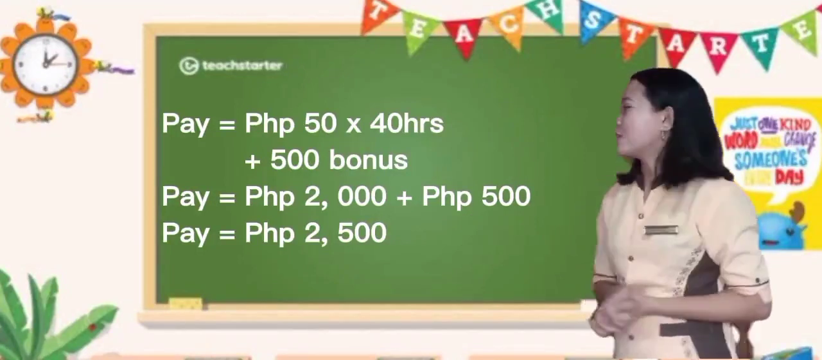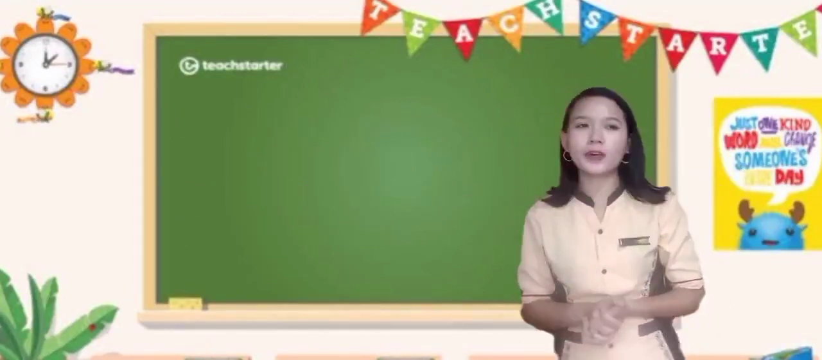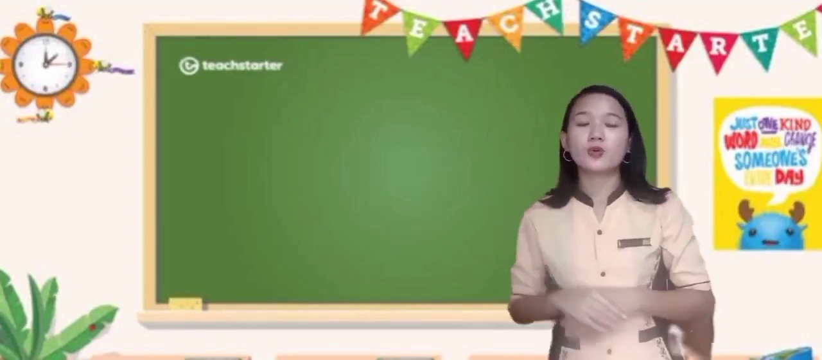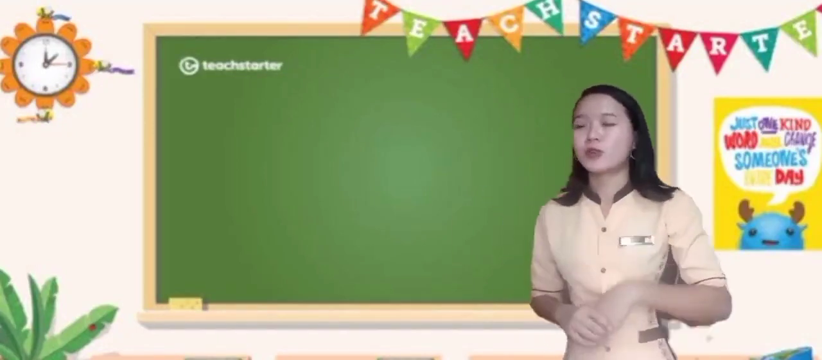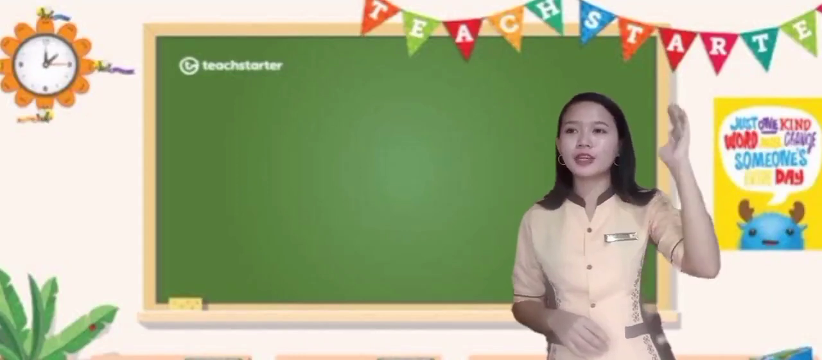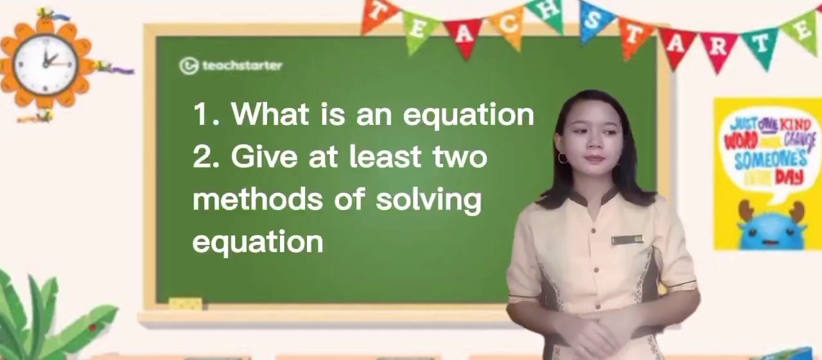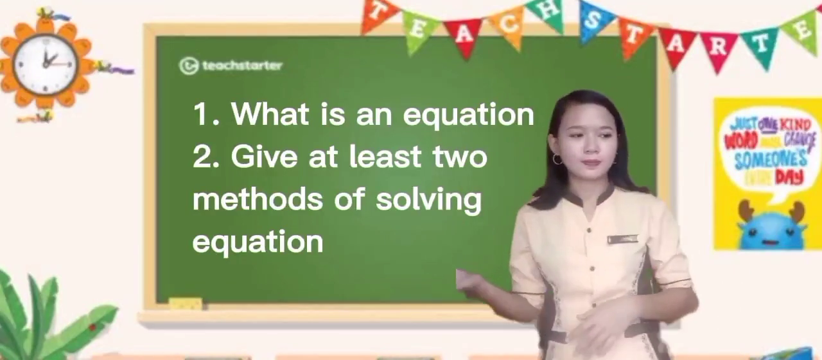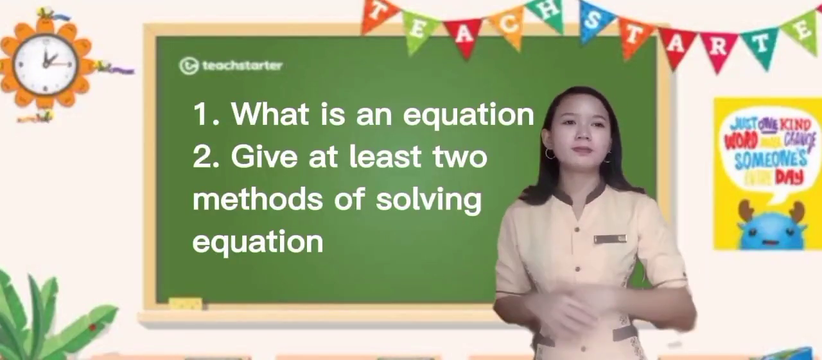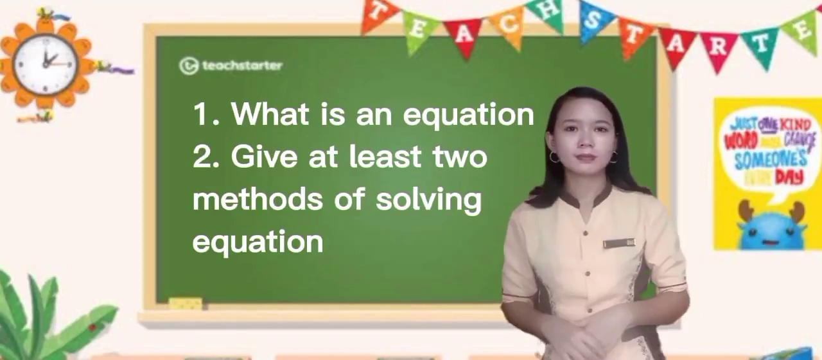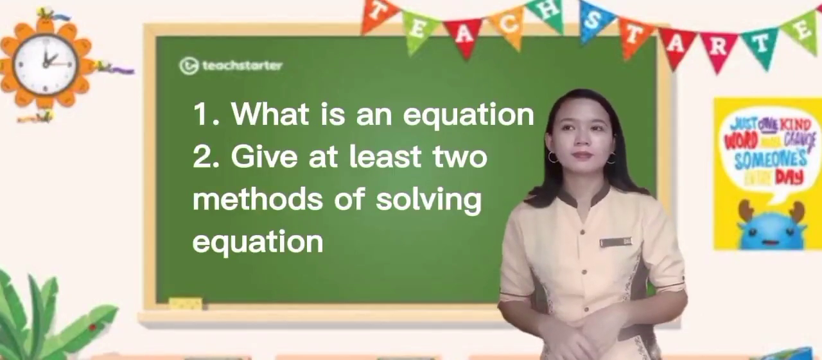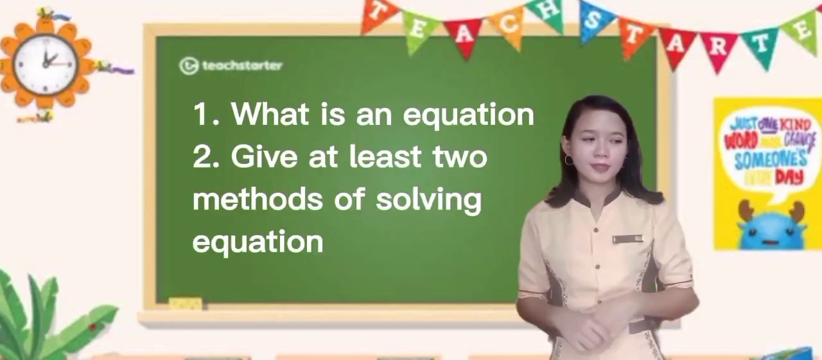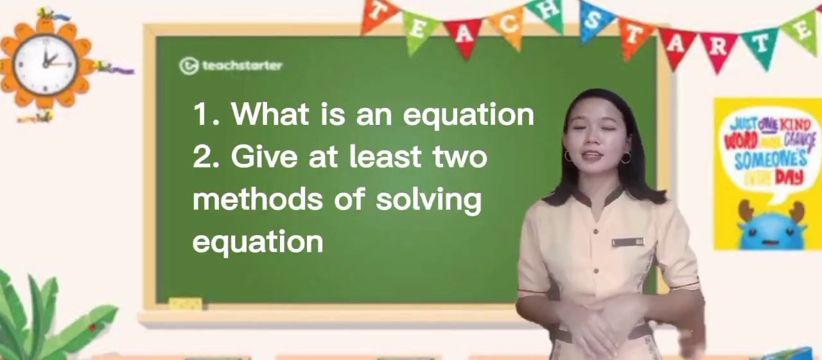2,500. Very good. So guys, do you have any question? No. Okay, so I'm going to test what you have learned for today. Anyone who wants to answer, kindly raise your hand. First, what is an equation? Equations are statements of equality between two or more quantities. It always has an equal sign.